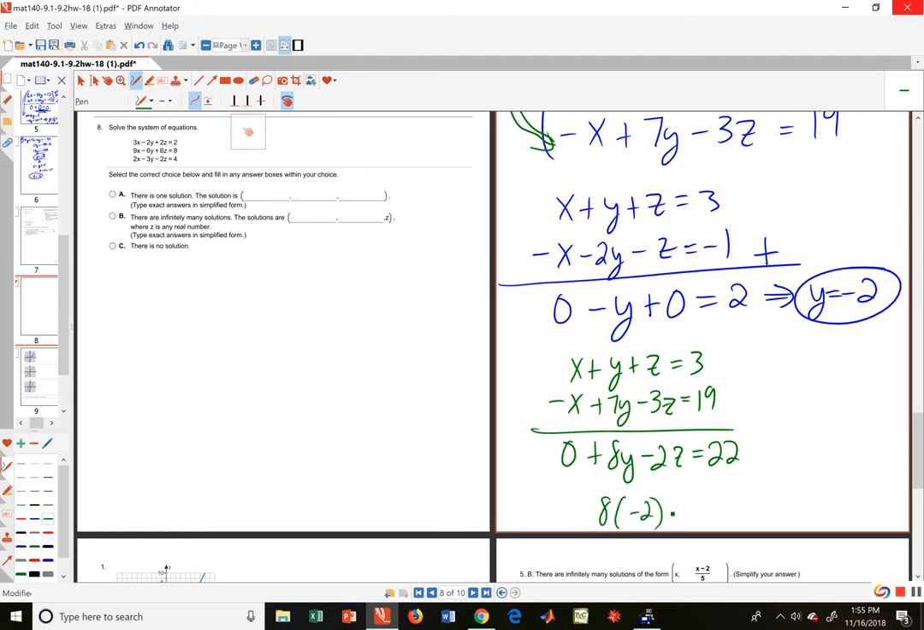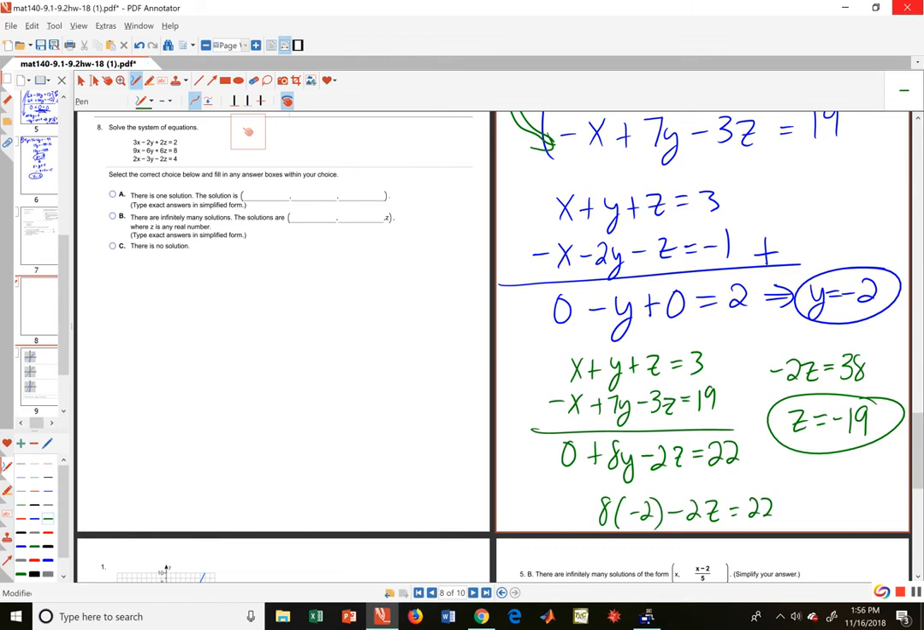8 times -2 minus 2z equals 22. Okay, so we got a -16 over there, so it's -2z. If you take that -16, you add it to the other side, you get a positive 38. And so z's got to be a -19, I think. Yeah, you might have to get out your calculator if arithmetic's not your favorite thing.